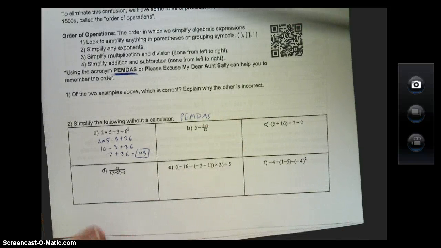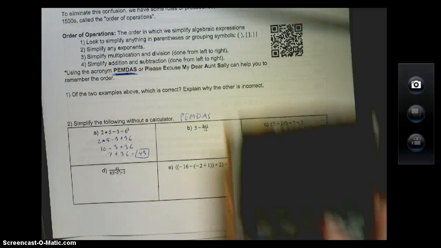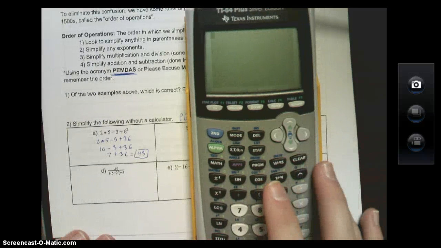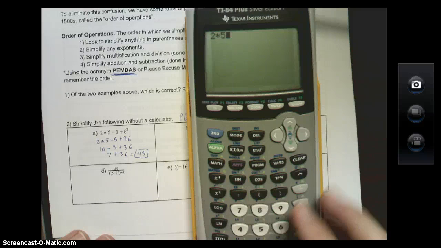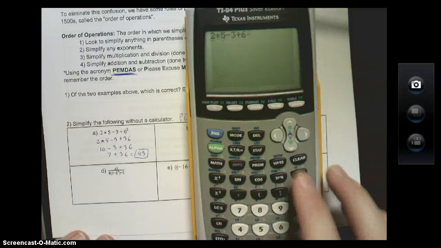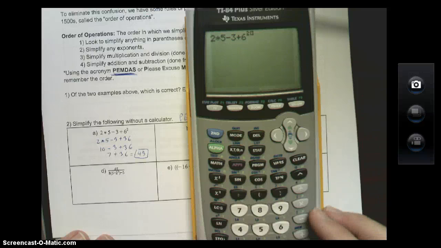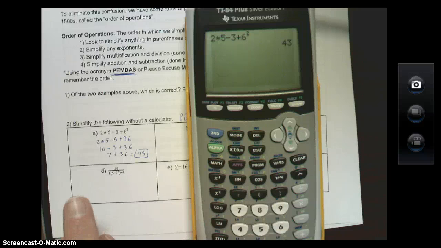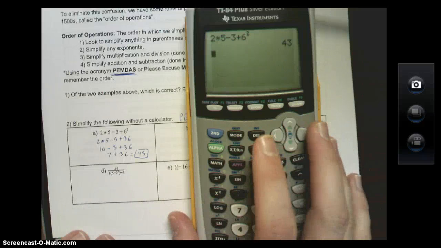Okay? The nice thing about this, if there is no variable, you may also use a calculator to help yourself out. So just very quickly to kind of show you this and back it up. If you have the patience for it, take your time. 2 times 5 minus 3 plus 6 caret 2. Okay, so we have everything typed in correctly. Hit enter. 43. We've verified our work is correct. All is well.